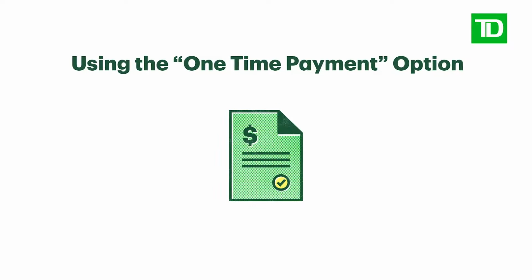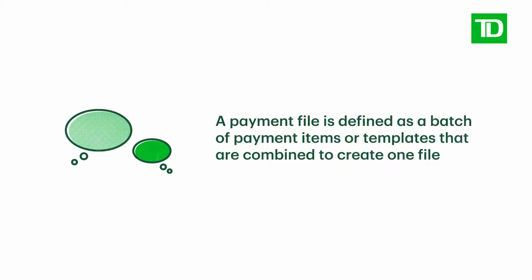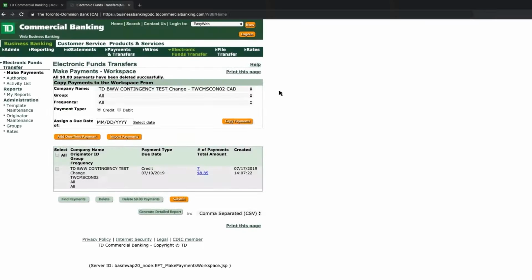In this section, we'll cover how to make a payment using the one-time payment option using TD's EFT service. A payment file is defined as a batch of payment items or templates that are combined to create one file. The page that is displayed is called a workspace. This is where you will work on your payment file. Remember, anything you do on the workspace will not affect your templates. Any changes here will only affect the payment file.